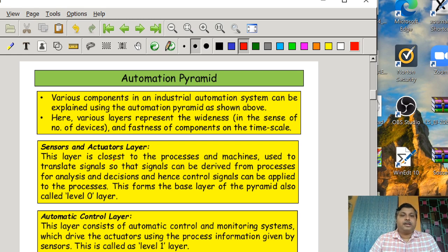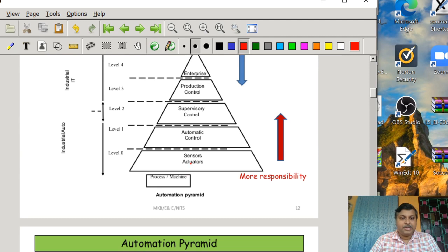This layer is the closest to the processes and machines, used to translate signals, so that signals can be derived from the processes for analysis and decisions, and hence control signals can be applied to the process. This forms the base layer of the pyramid, also called the level 0 layer. So what is the work of this level 0?